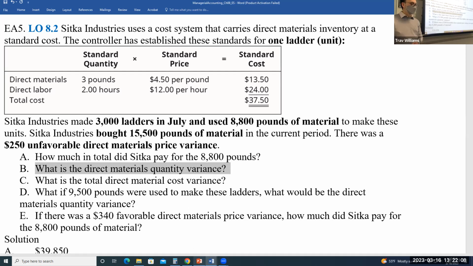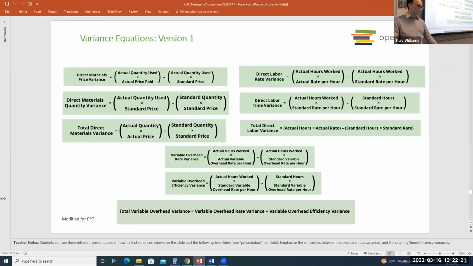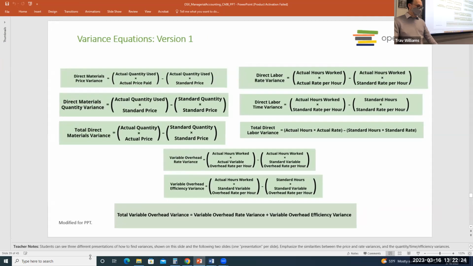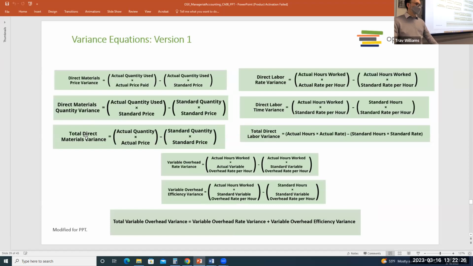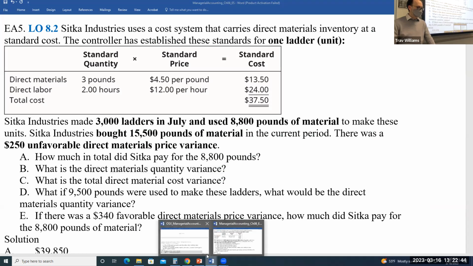Okay, so to figure out a quantity variance, these three formulas here are for direct materials. Let's make this bigger. Okay. So these three relate to direct materials. These three are for labor. These three are for overhead, right? So on this one slide, we can find really all of the formulas we need. And it's asking for direct materials, I think it was quantity variance, right? Quantity variance.